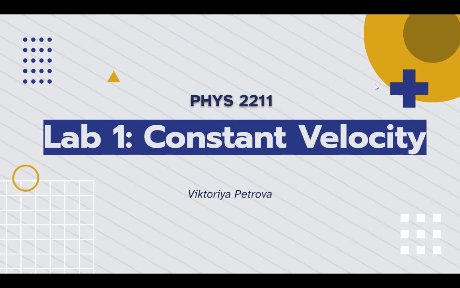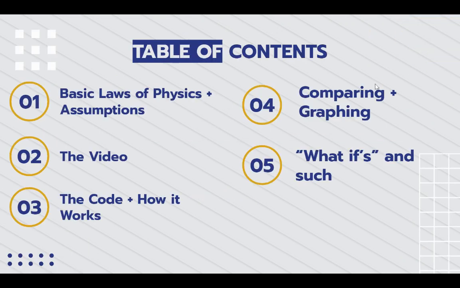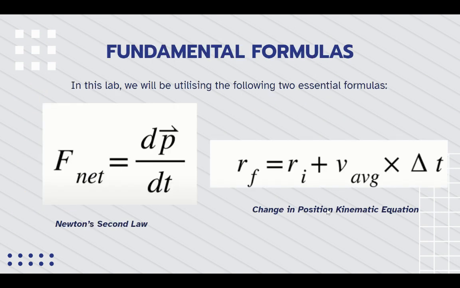And pretty much what we're gonna discuss here is first basic laws of physics and assumptions. So we're gonna be talking about the fundamentals to understand the slab, and then the video of the object moving in constant velocity, and then the code initially before it being modified, and discussing what should be added to it to make it work to create the computational model. And then we're going to compare the observed values from the video to the code's computed values. And then we're going to be talking about what ifs and general conclusions.